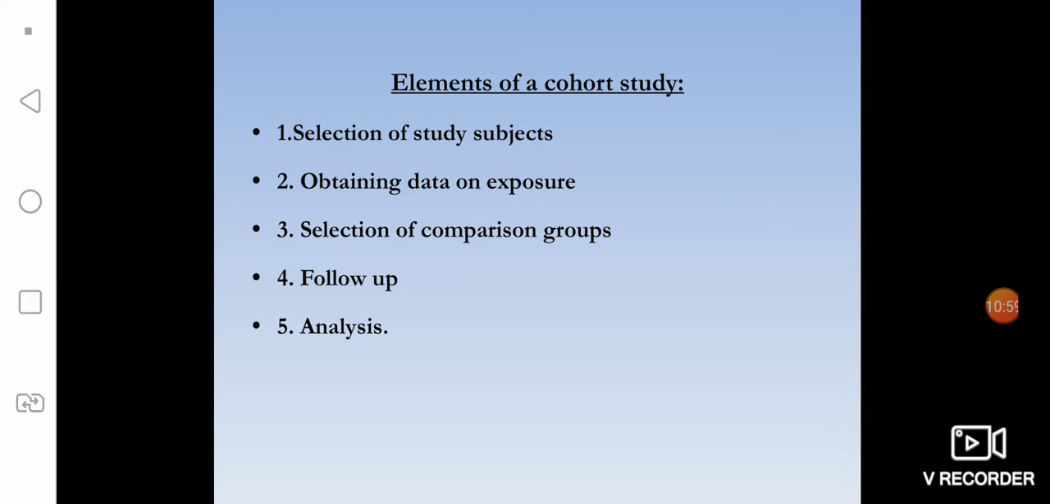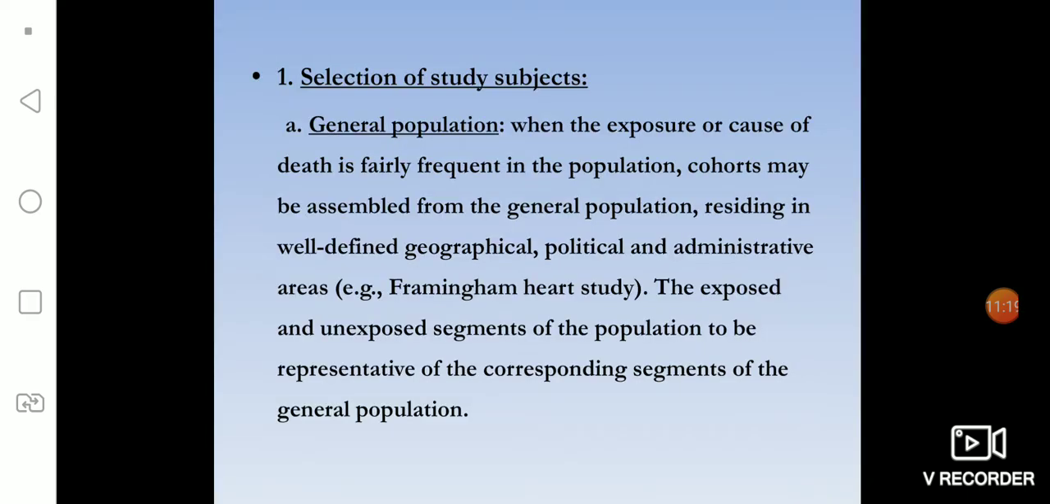Now we will move on to the elements of a cohort study. The first one is selection of study subjects. The second one is obtaining data on exposure. The third one is selection of comparison groups, follow-up and analysis. So the first one is selection of study subjects. These study subjects can be selected from the general population also, from a defined geographical area or administrative areas where these people are available. Now the exposed and unexposed segments of the population should both be representatives of the general population.